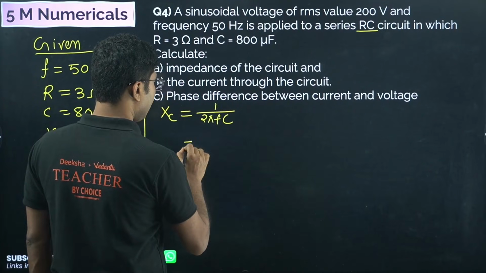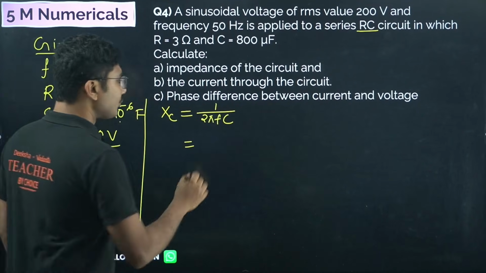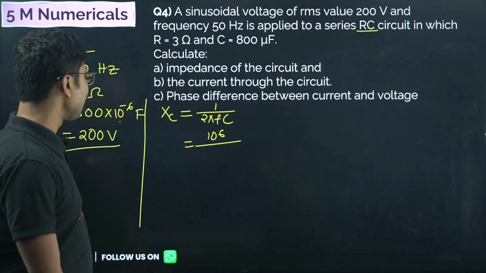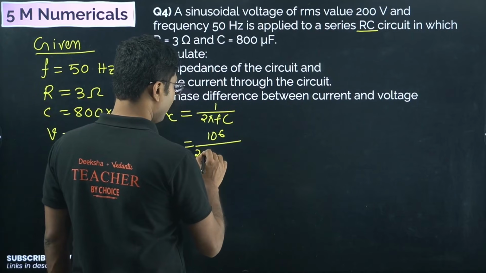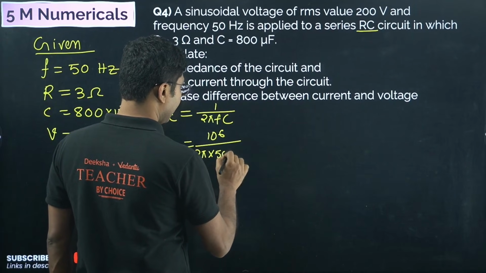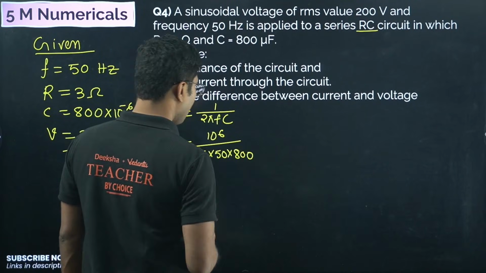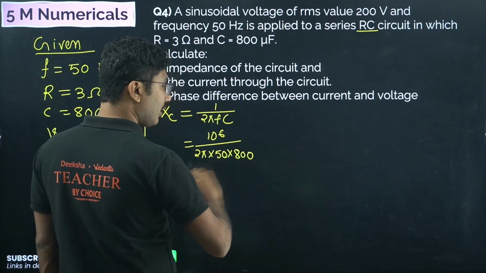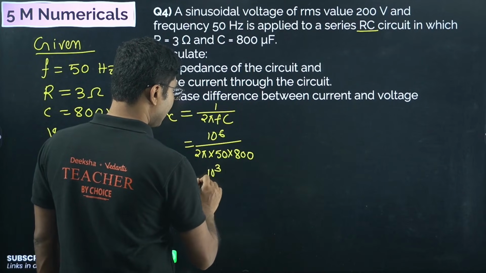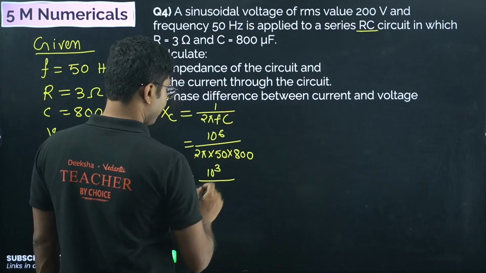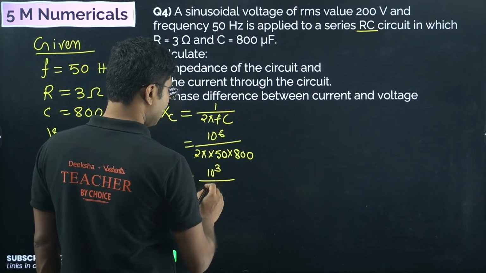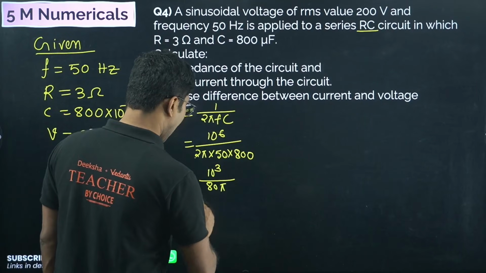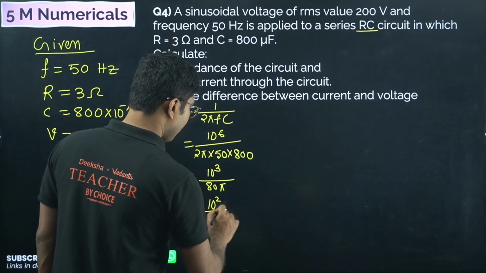Okay, so again 10 to the power of minus 6 is there, so we will put that in the top as I mentioned. These are the steps where you have to be careful. 2 pi F, 2 into pi into 50, and C is 800. Now 10 to the power of 6 is there, 3 zeros are already cancelled, so we get 10 to the power of 3 divided by 2 into 5 into 8. 2 into 5 is 10, 10 into 8 is 80, so 80 pi. One more zero cancelled, and we get 10 to the power of 2 divided by 8 pi.